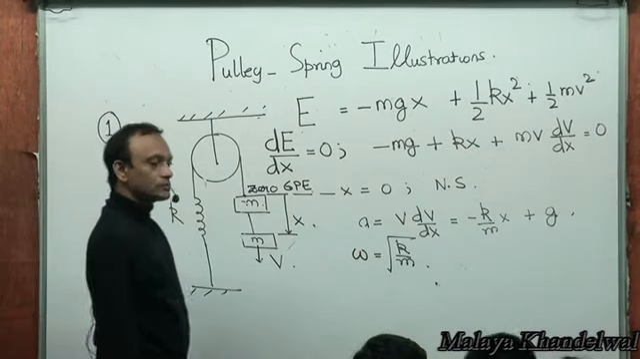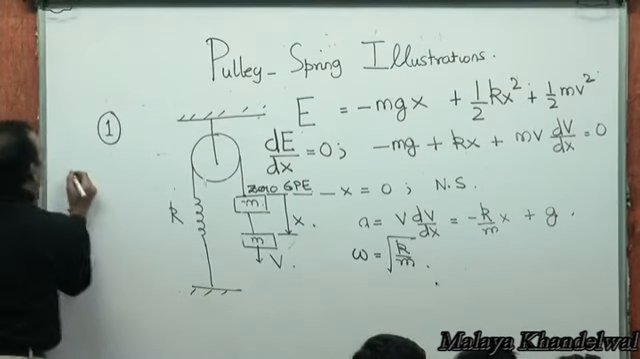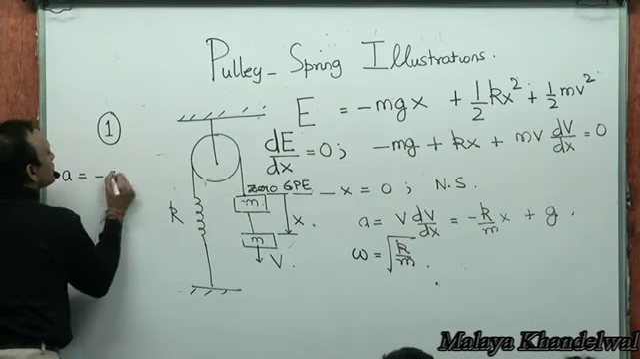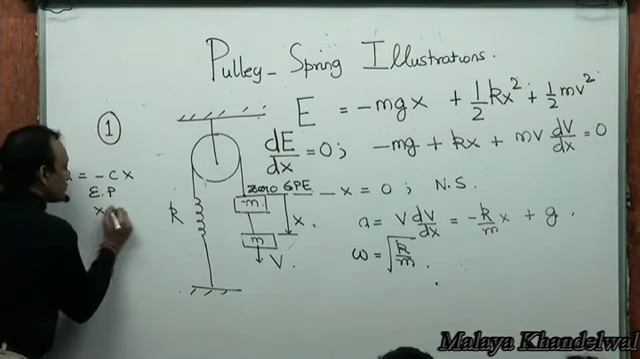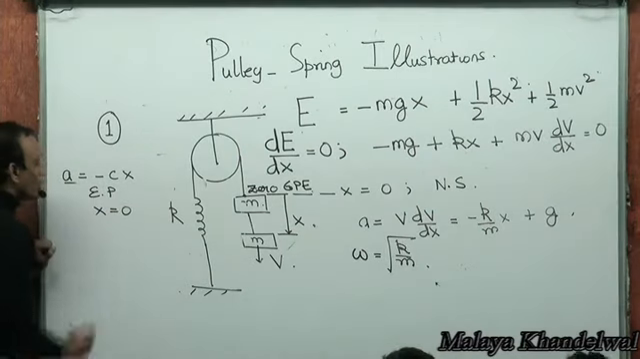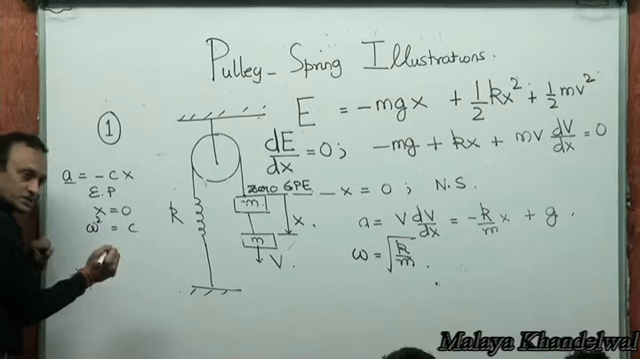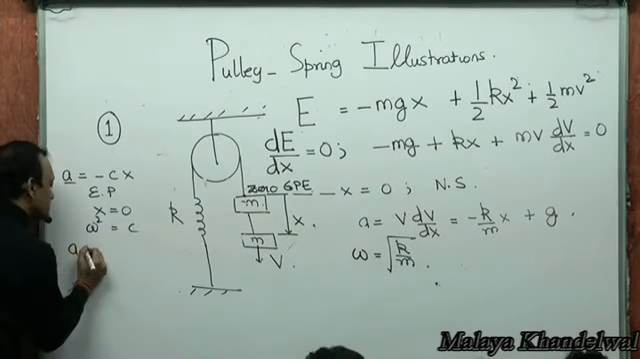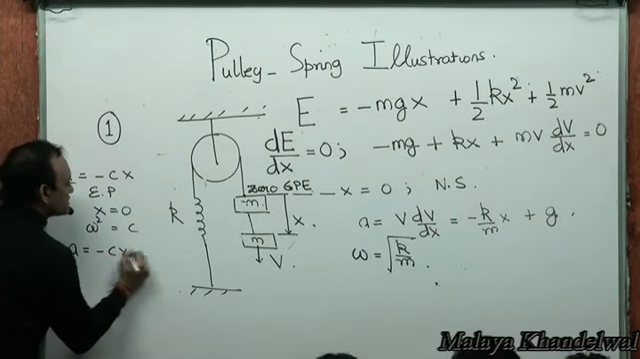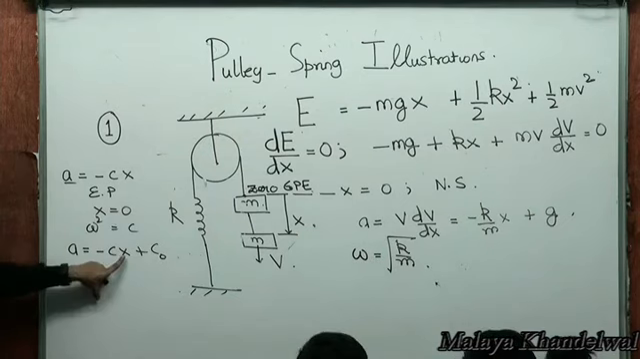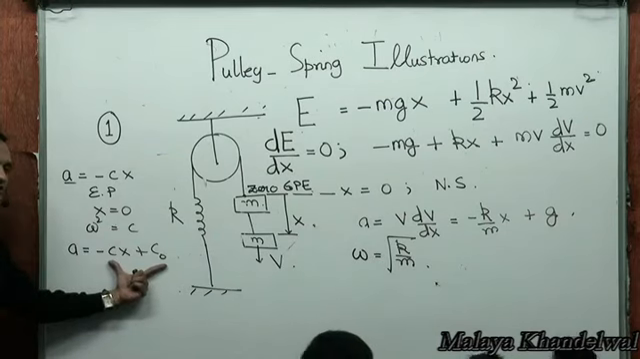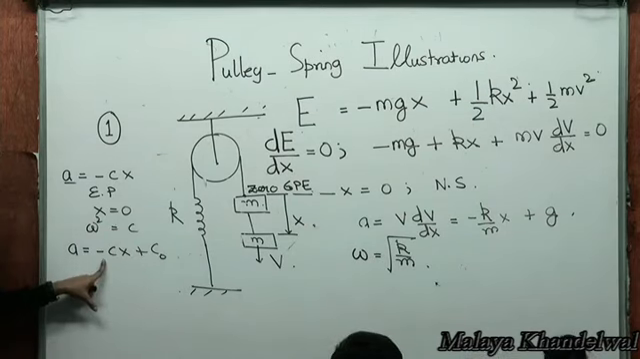Which part? This. See, a equal to minus a positive constant into x. What does that represent? Simple harmonic motion with equilibrium position being x equal to 0, the position where a is 0, with omega squared being equal to c, isn't it? In contrast, if a particle executes a motion in which a varies as minus cx plus c naught, this is also simple harmonic. The only difference is that the equilibrium position is not x equal to 0. Equilibrium position is where a becomes 0. That will be c naught by c.